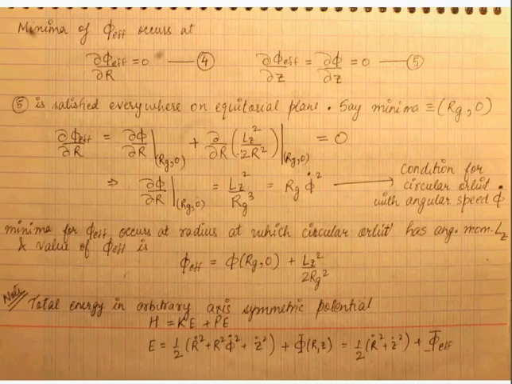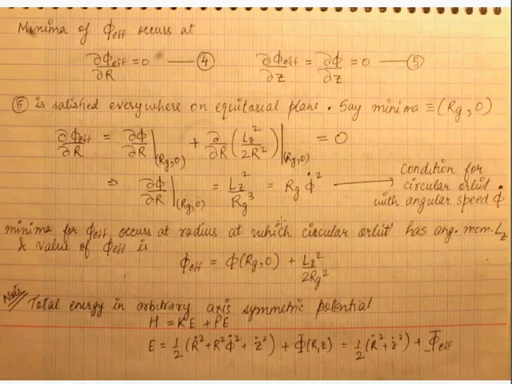These two terms sum up to be 0, and taking the second term on the right hand side, this is what we get. Del phi over del r when evaluated at Rg comma 0 equals Lz square over Rg cube, and substituting for Lz we get Rg phi dot square, right? So this is the condition for a circular orbit with angular speed phi dot. What this tells us is that the minima of phi effective occurs at the radius at which a circular orbit has angular momentum Lz, or where the circular orbit has angular speed phi dot.